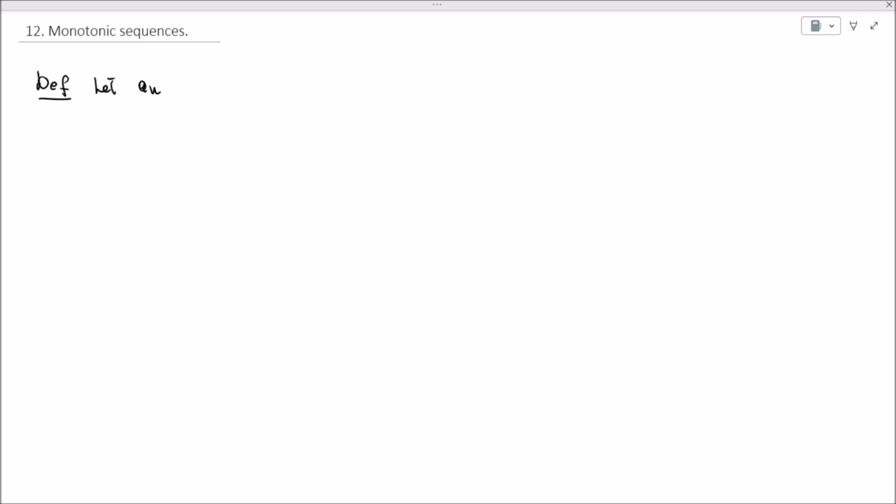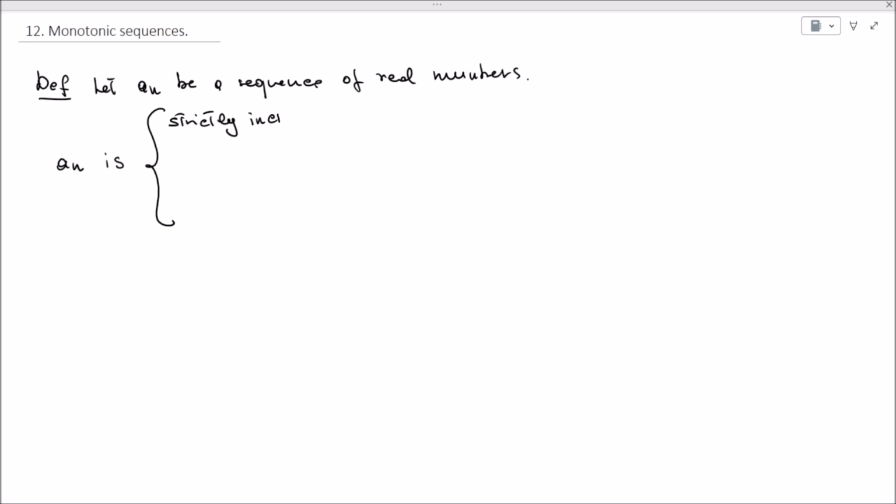Let an be a sequence of real numbers. We say that an is strictly increasing if an plus 1 is larger than an for every natural number.